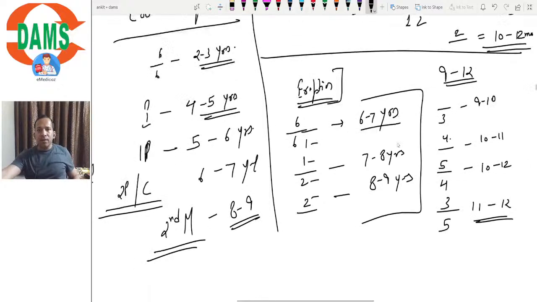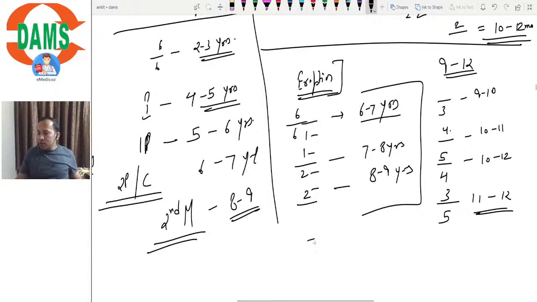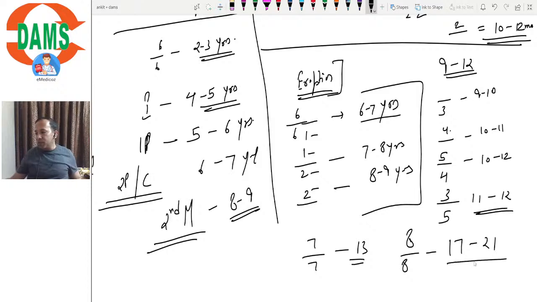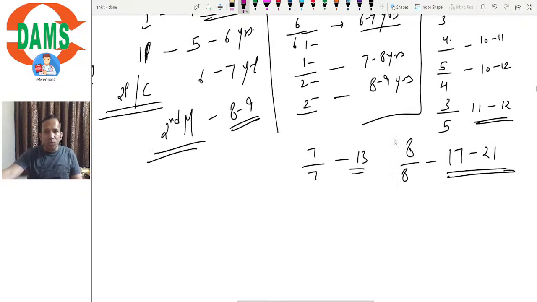And finally the second molars will erupt at an age of around 13 years, and then the third molars will erupt at an age of around 17 to 21 years. Clear? Okay? For root completion you will just need to add 2 to 3 years to these eruption dates, right? So let's go to the next question.